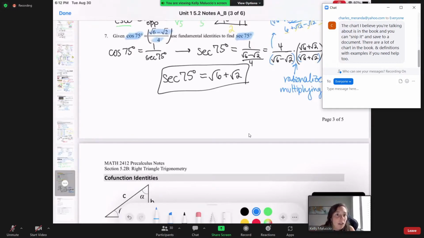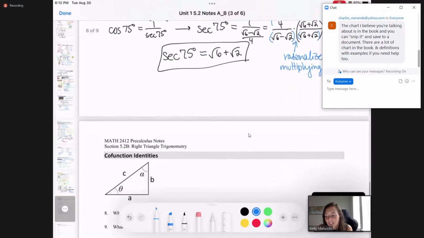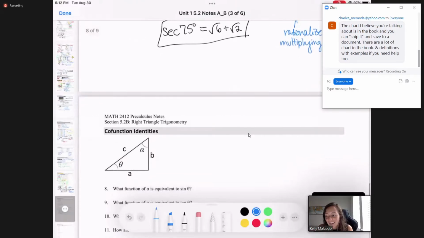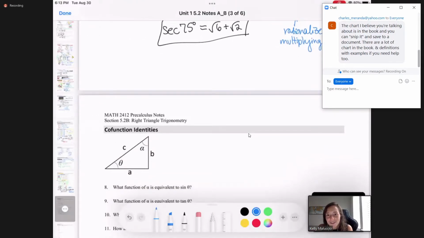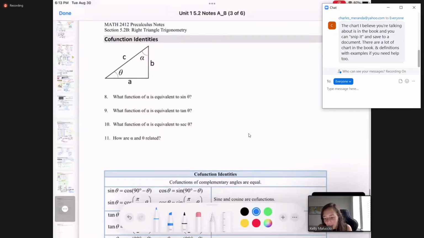So now we're going to look at co-function identities. And this just means, co-functions are related, and we're going to see how they're related. I see some people still writing, but I'm going to move on, unless there's objection. I have to scroll past this. If people do need it, I will post these notes, but I can also scroll back up if you say something. But okay, so we have these co-function identities.